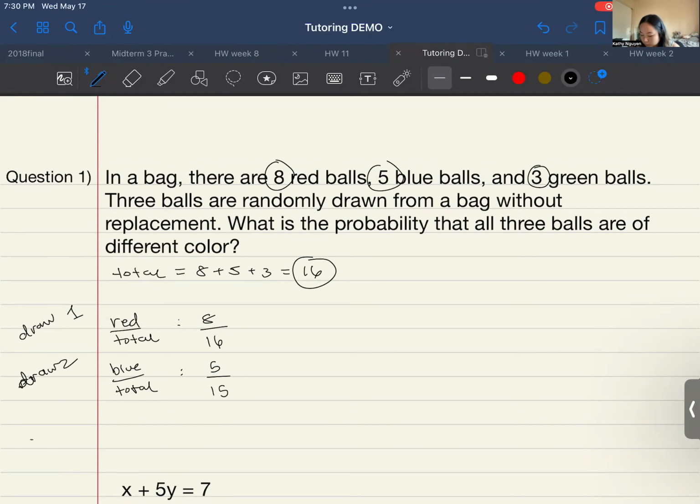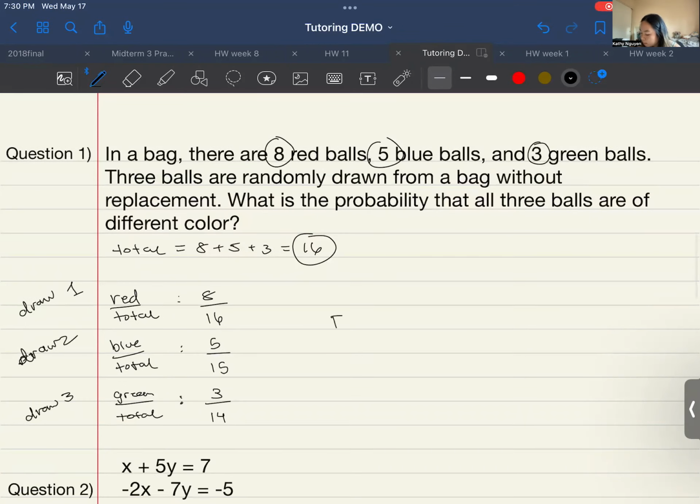And you kind of see that pattern. So we'll continue. The last one will be green because it has to be a different color. There are 3 green balls, and in total, there are now 14 balls left in the bag. So the probability that all 3 balls that are taken are of different colors would be each of these probabilities multiplied by each other. And we can just leave it as an expression. So that's the answer to that one.